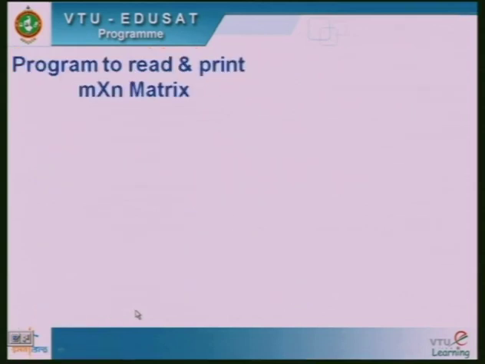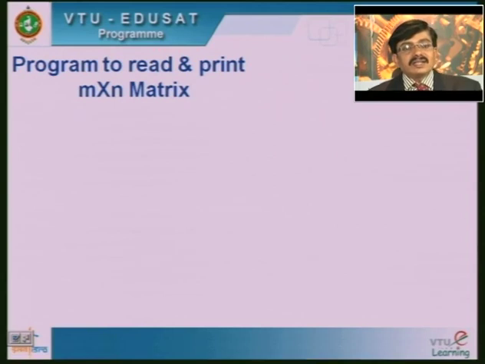Now let's see a program to read and print an m cross n matrix. So what are the necessary initialization and declarations we are supposed to do? In case of reading a matrix of order m cross n, first you should know what m and n are. After knowing that, we have to declare a 2-dimensional array to hold the elements of this m cross n matrix. If the order of the matrix is m cross n, then there will be m into n number of elements.